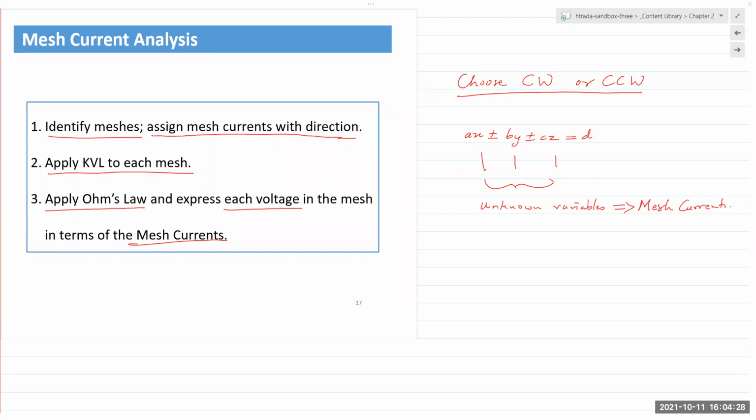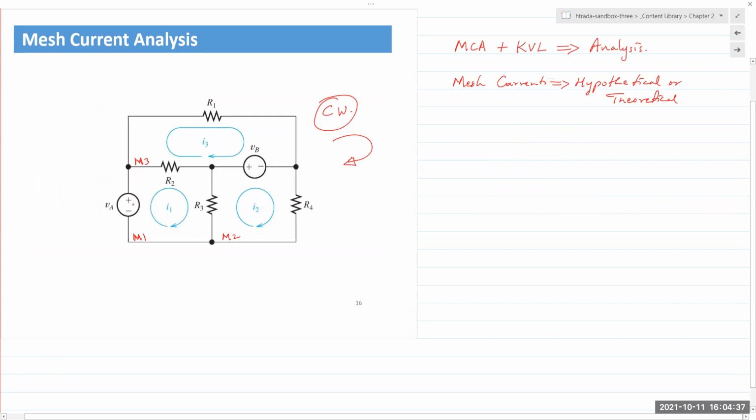So let's see how it would work in the example circuit of the previous slide. Right. So we have here 3 meshes, 1 voltage source VA, second voltage source VB, and 3 mesh currents. And the point here would be, let's take resistor R1 as an example. If you take resistor R1 and we choose the mesh current I3 to flow in the clockwise direction, we know that VR1 would be plus on the left, minus on the right.